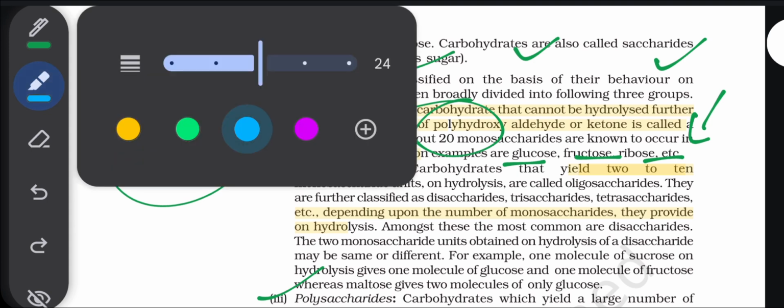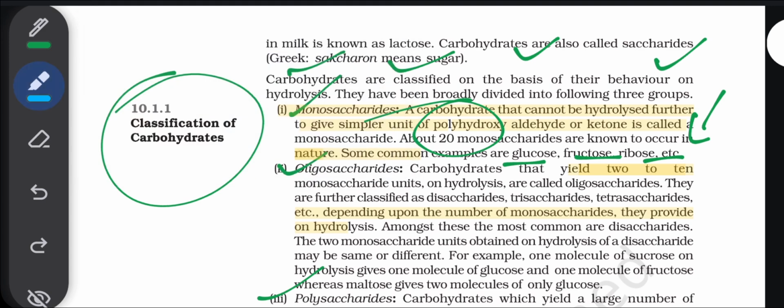So it is important that it may be same or may be different also. For example, one molecule of sucrose on hydrolysis gives one molecule of glucose and one molecule of fructose, whereas maltose gives two molecules of only glucose. So this is a true statement.